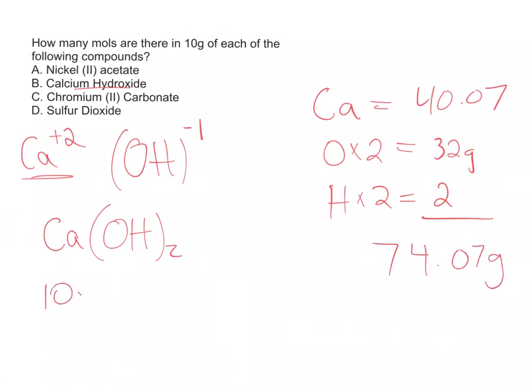And we're going to do the same thing we did before. So we start with 10 grams, and we're going to multiply that by 1 mole over 74.07 grams to get how many moles we have in 10 grams. Because again, our units here cancel. And we get 0.135 moles.